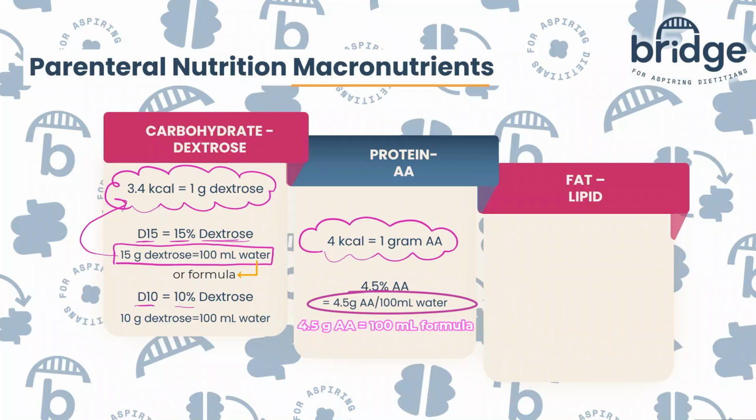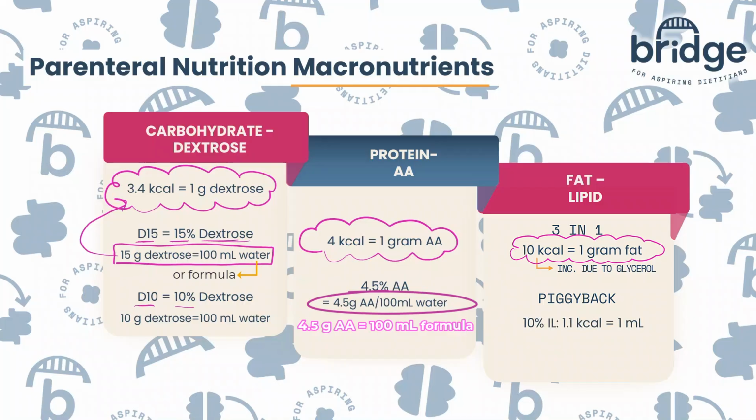When it comes to fat in parenteral nutrition, you might remember that intravenous lipid emulsions have glycerol for osmotic purposes. This adds additional calories beyond the standard 9 kcals per gram of fat. Because of this, IV emulsions have approximately 10 calories per gram of lipid, and so we can use simplified equivalent statements for calculations. A 10% IV lipid emulsion contains 10 grams of fat per 100 milliliters of solution, which is approximately 1.1 calories per milliliter.